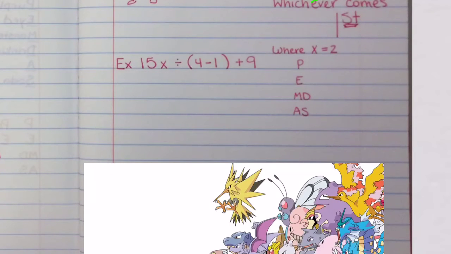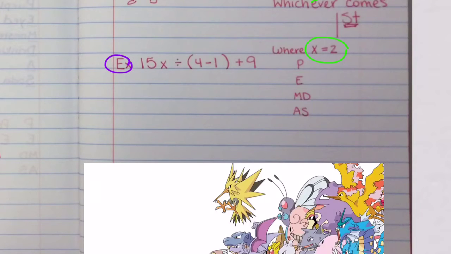Alright, so let's look at an example. Okay, we're going to do 15x divided by parenthesis 4 minus 1, close parenthesis, plus 9. Okay, we're going to do it where x equals 2. So I wrote down my little PEMDAS. That way I can check it off as I do it. Okay, right here it tells us that x is going to equal 2. So I'm going to put 2 in for my x.